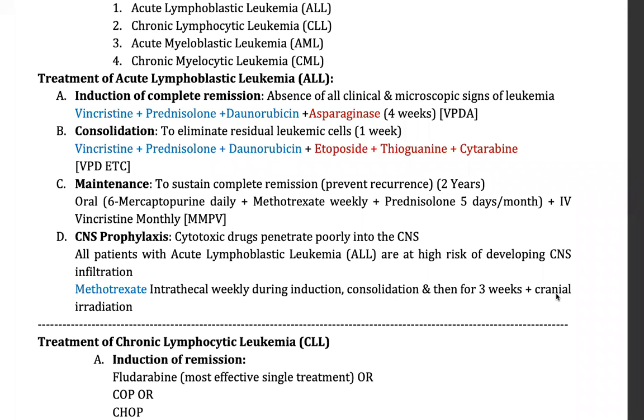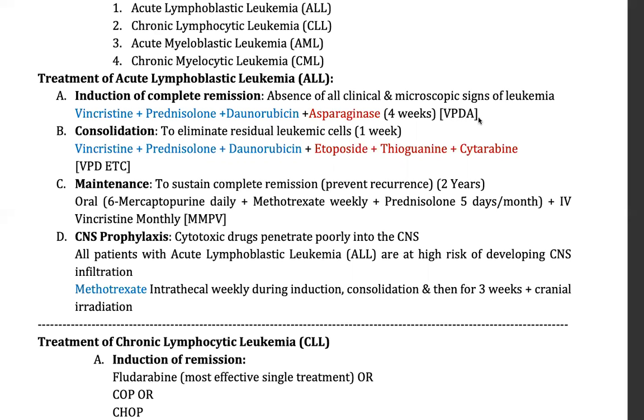So it is very important, you should know what is the induction of complete remission, what do you mean by the consolidation, what do you mean by the maintenance, and what is the duration in the case of acute lymphoblastic leukemia. In the last one, please take a note. CNS prophylaxis for the 8 weeks, methotrexate, starting from the first stage, induction of complete remission, up to the consolidation, plus cranial irradiation.